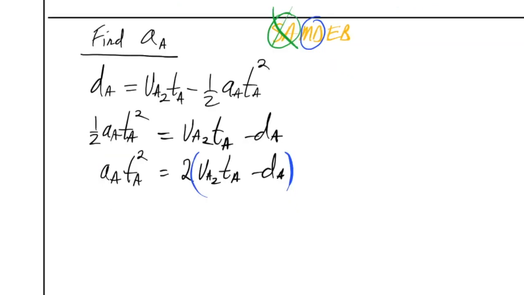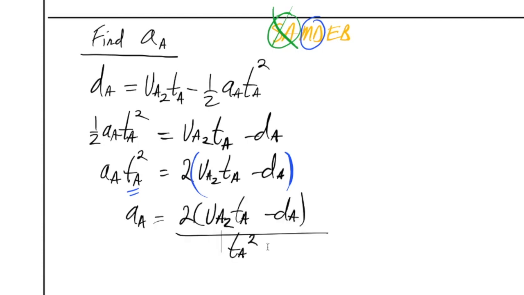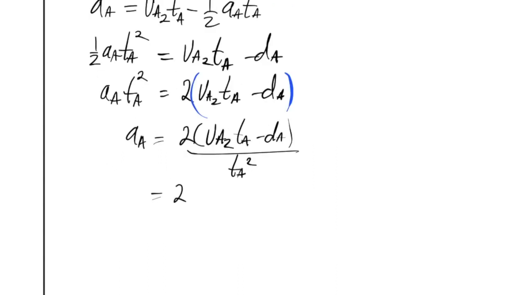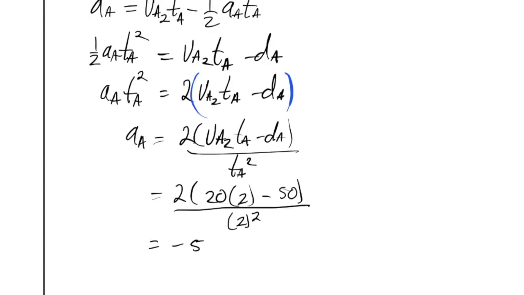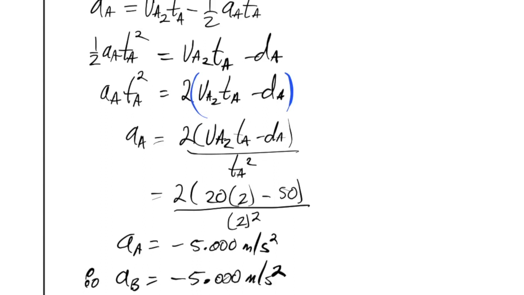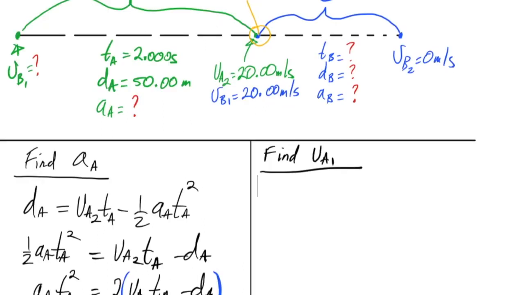Next, we have to isolate for the acceleration, which means we have to remove the TA squared, which is attached through multiplication, and the opposite of multiplication, of course, is division. So we have 2 bracket VA2 TA minus dA over TA squared. Substituting in, which equals -5 meters per second squared. And that means the acceleration in section B is also equal to -5 meters per second squared. All right, time to find VA1.